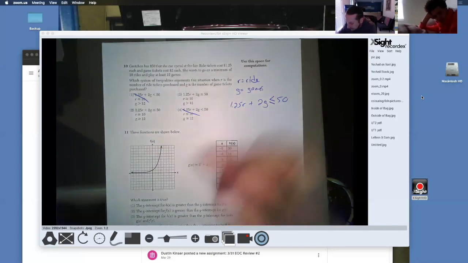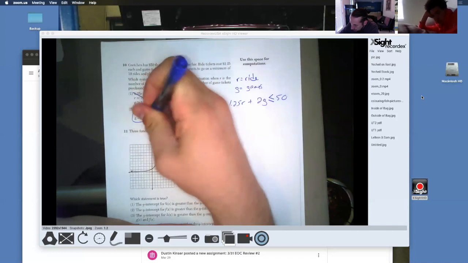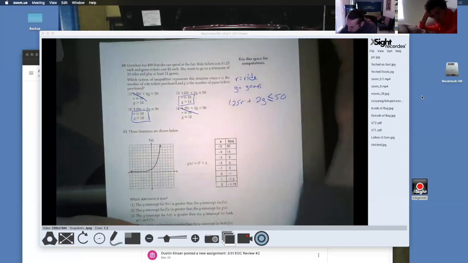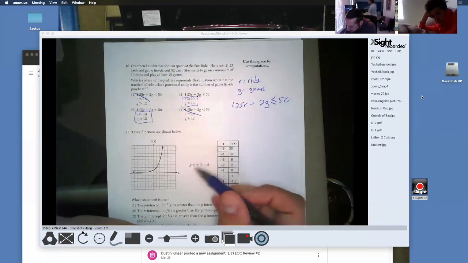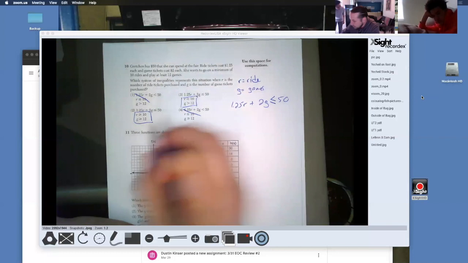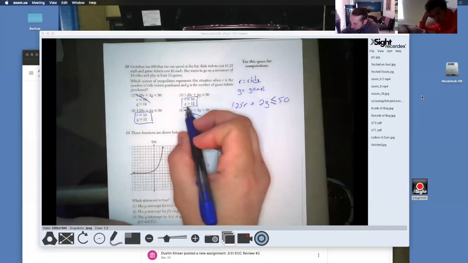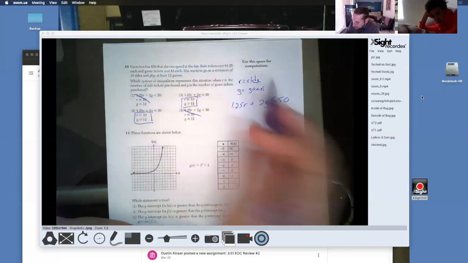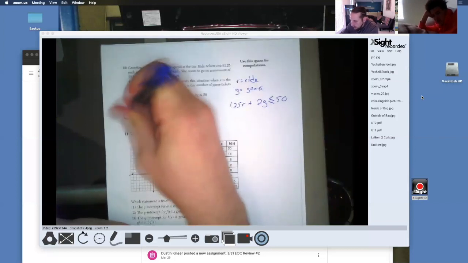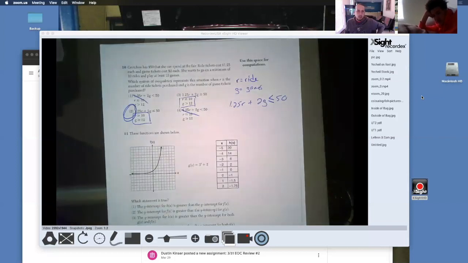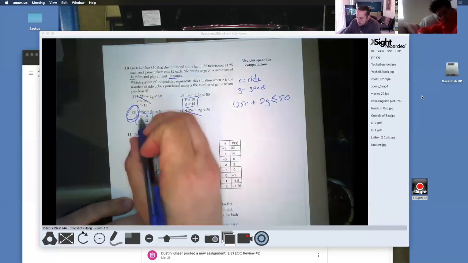Then you have to look at the inequalities here. She wants to go on a minimum of 10 rides, so that's greater than or equal to 10. That doesn't change. Now we have to look at games. At least 12 games, so it has to include 12. She wants a minimum of 10 rides and at least 12 games, so they both have to have the equal to underneath.